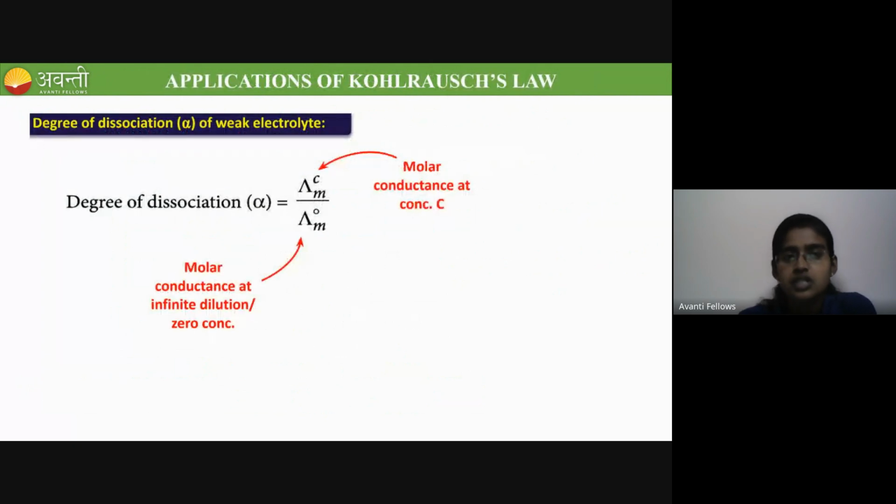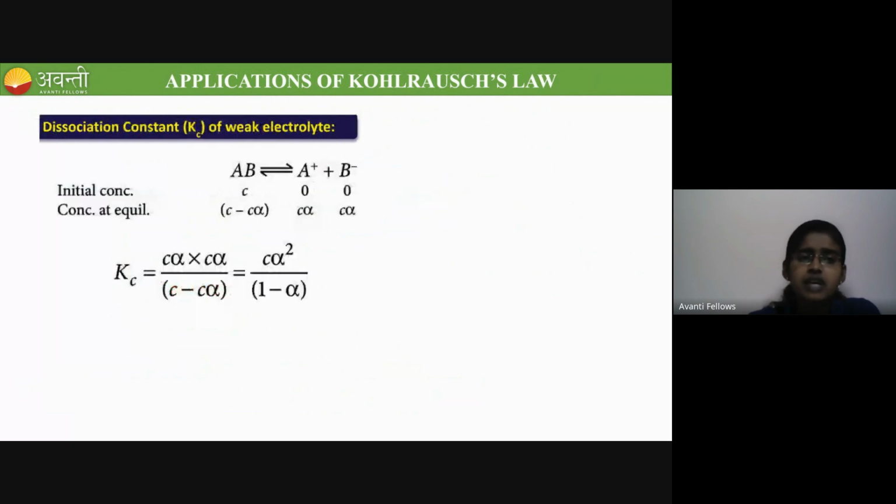Degree of dissociation of weak electrolyte can be found out, that is alpha, by using lambda mc, that is molar conductance at concentration C, divided by molar conductance at infinite dilution, or zero concentration. By using this formula, you can find out the degree of dissociation. And secondly, we can find out the Kc, that is the equilibrium constant. Dissociation constant we can get for weak electrolyte.